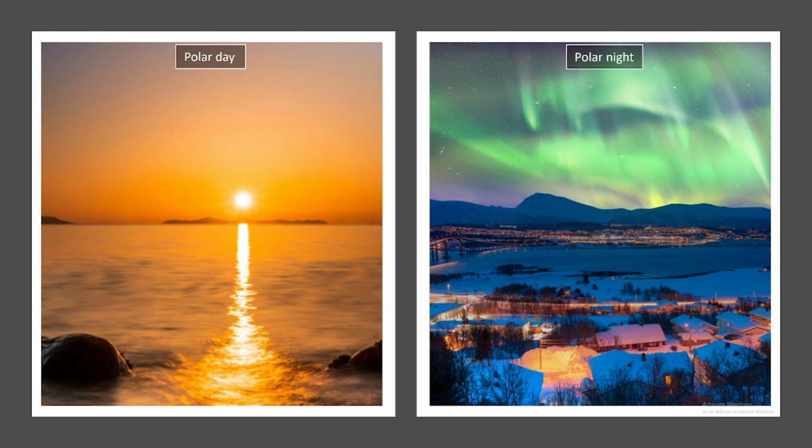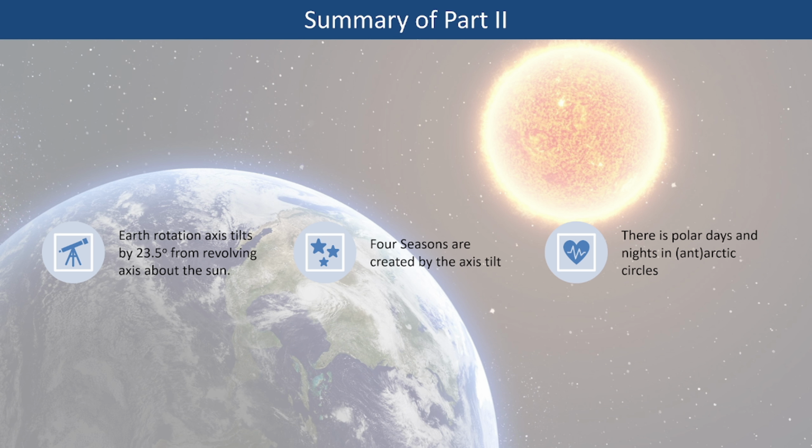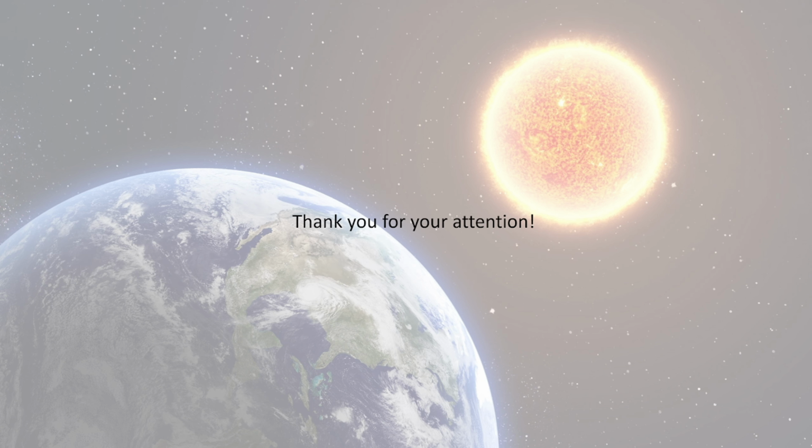It's the best time to see the polar night. Okay, so we have just finished part 2, and let's do a quick summary. We talked about Earth's rotation and revolving, and showed that the rotation axis tilts by 23.5 degrees from the revolving axis about the sun. And we also talked about why there are 4 seasons because of the axis tilt. And finally, we talked about polar days and polar nights in Arctic or Antarctic circles. Thank you very much for your attention.